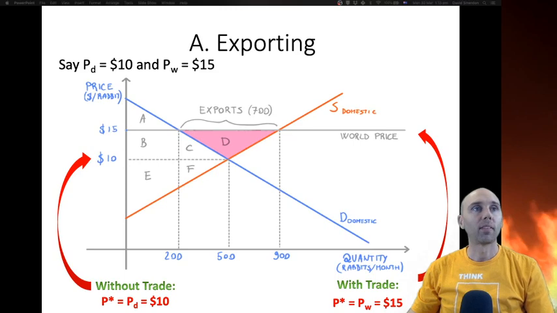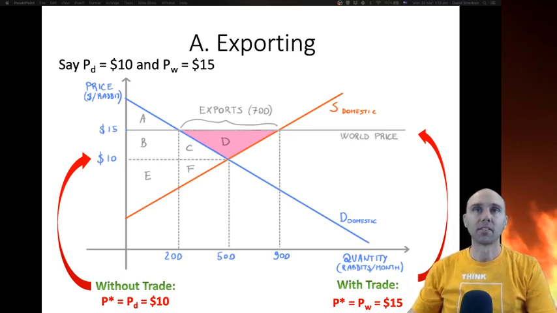So before we make this graph any more confusing than it's going to be, let's just look at the domestic market without any international trade. We've got a demand curve, we've got a supply curve, domestic and domestic. The quantity of rabbits traded per month is 500 and the price is $10 a rabbit.